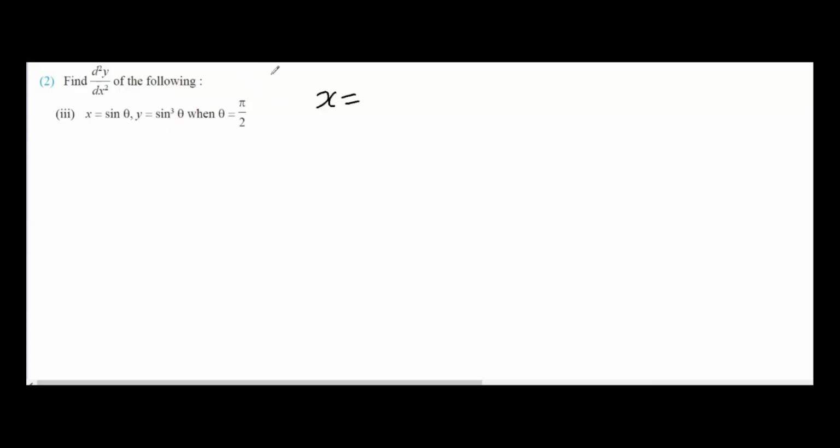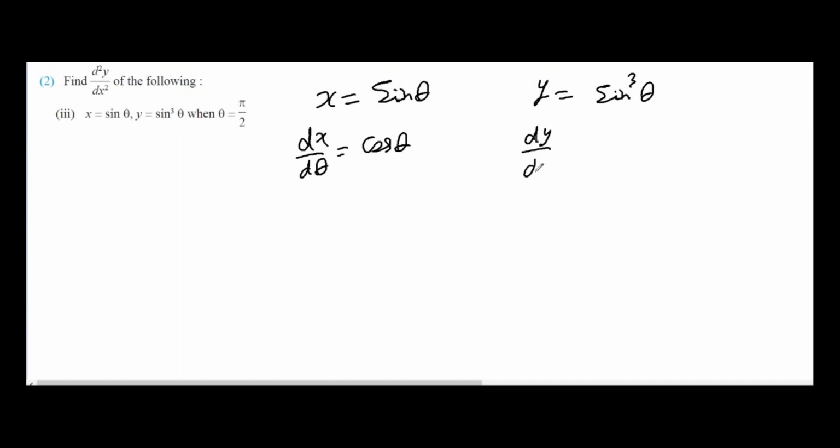Okay, x is equal to sine theta and y is equal to sine cube theta. So what you did was take dx by d theta, differentiating x with respect to theta, and you will get cos theta. Here you differentiate y with respect to theta. You will get 3 sine square theta, and then again the derivative of sine theta, which is cos theta.